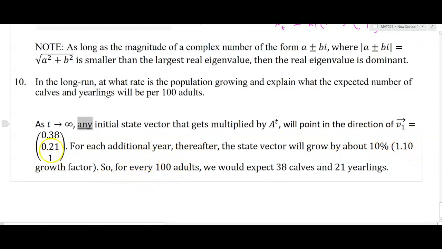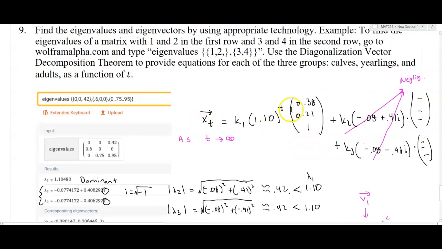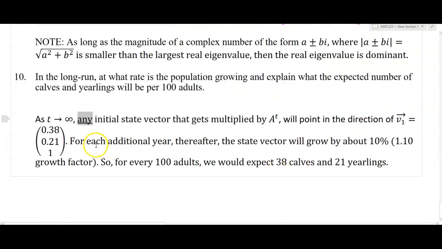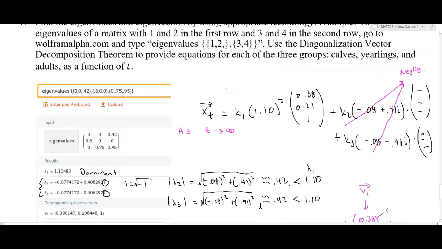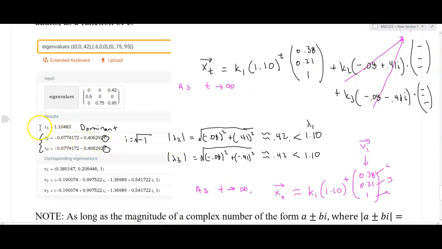So for every 100 adults, the ratio will remain the same, because even if we multiply all of these by 1.10, or 1.10 to the 100th for that matter, the ratio of 0.38 to 0.21 to 1 will still be there. Because when you scale a vector, you don't change its slope, you just scale its components. So for each additional year thereafter, the state vector will grow by about 10%. For every 100 adults, we would expect 38 calves and 21 yearlings. And so that concludes us working with this. Again, all we really need to look at is the dominant eigenvalue and the corresponding eigenvector, and that will tell us what's going to happen in the long run.